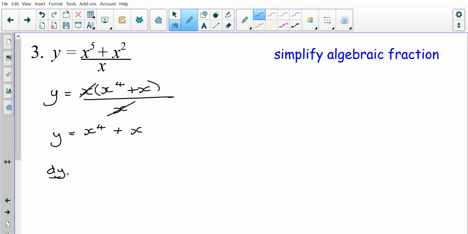So now I'm in a form where I know I can differentiate, and dy by dx is 4x cubed plus, so if we differentiate x, the coefficient there is 1, so that's just 4x cubed plus 1.